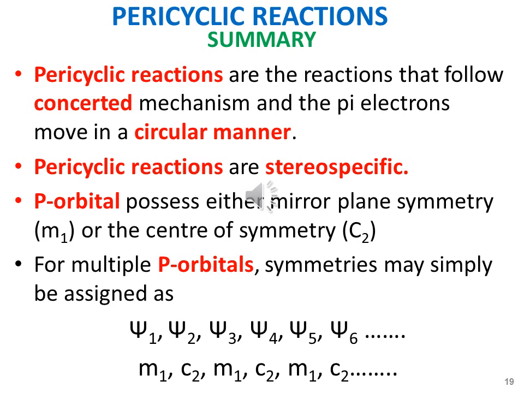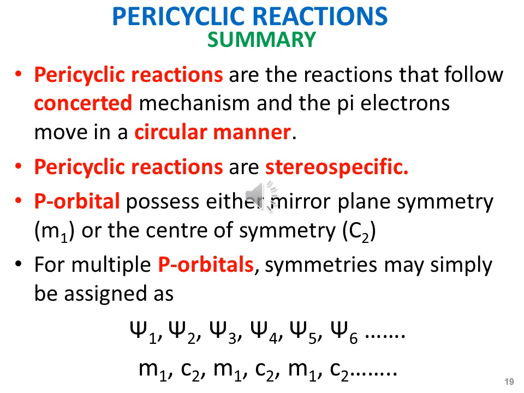Similarly, if some reactants are giving the trans product, they will give only a trans product under the given set of conditions. Since the majority of the pericyclic reactions involve the p orbital, the symmetry of the p orbitals is important. The p orbitals possess two types of symmetry. Number one, mirror plane symmetry, which is designated with M1, and number two, center of symmetry, which is designated with C2. What is mirror plane symmetry?